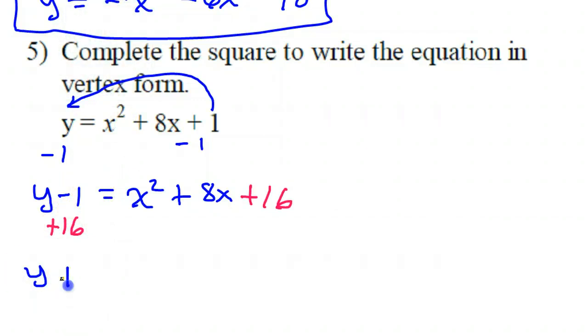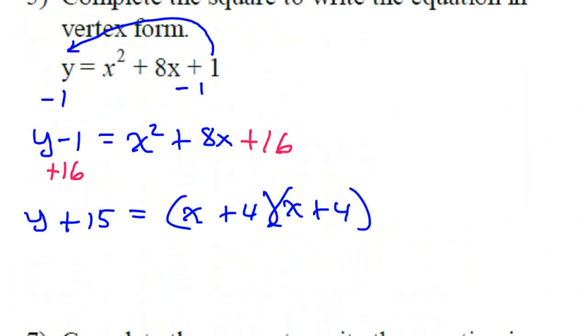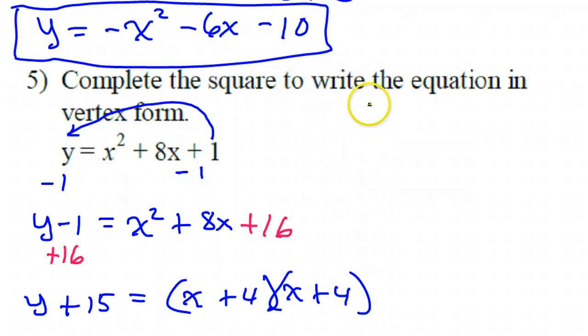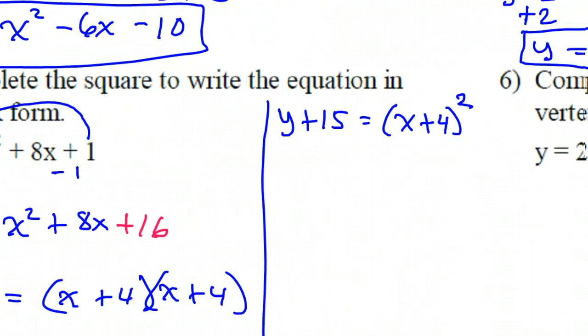So that's going to give us y plus 15 equals. This should factor as the same thing twice: x plus 4 times x plus 4. Okay, this could easily be written as y plus 15 equals x plus 4 squared. Alright, as you can see, we are almost in vertex form. All we need is the 15 to go over there.